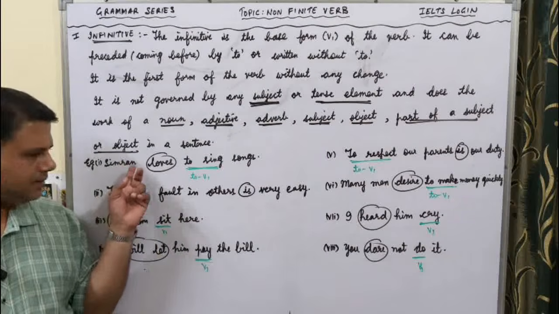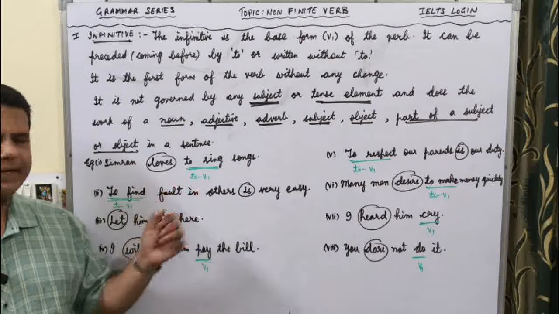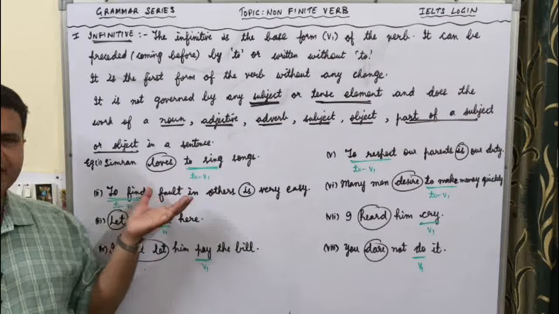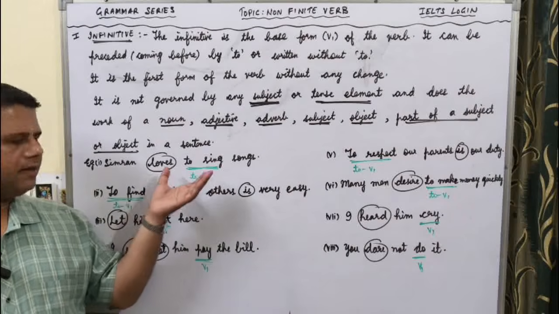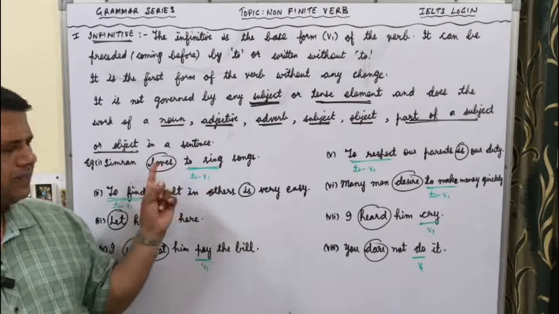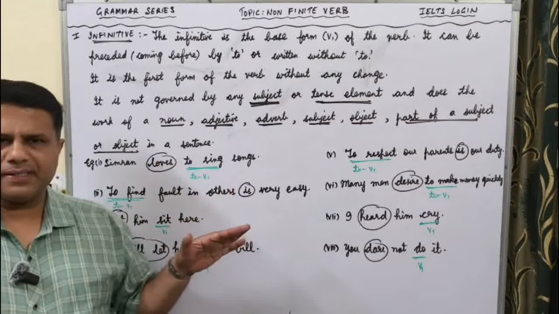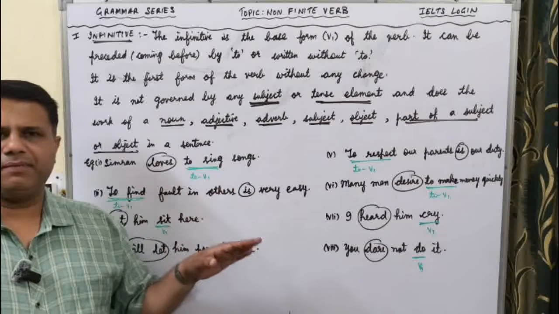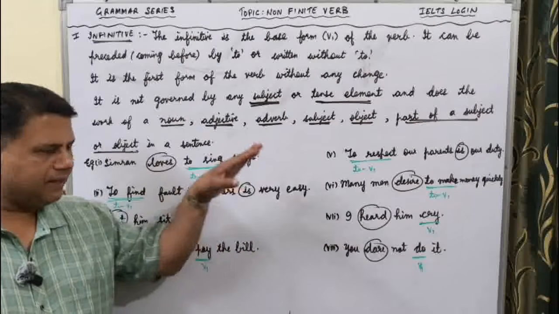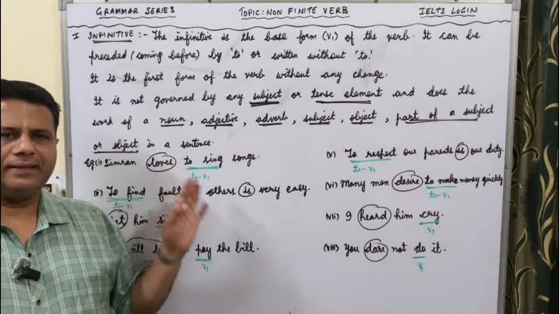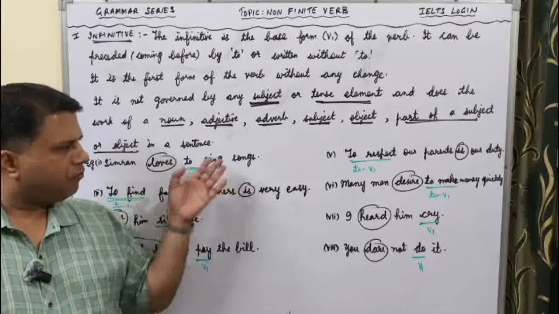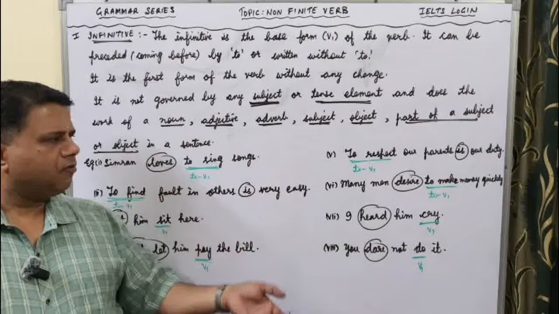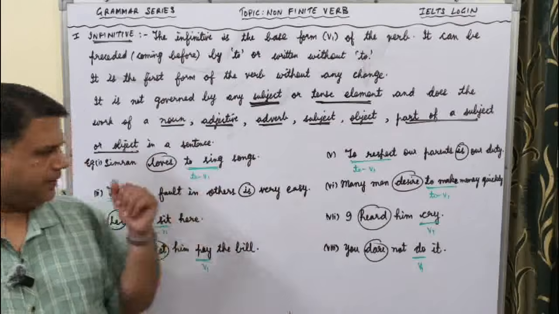Children, if you look at the examples carefully, I have written 8 examples. In 4 examples base form of the verb is used with to, and in 4 examples the base form of the verb is used without to. But in all the 8 examples they are acting as infinitive. 4 examples are of to infinitive, 4 examples are of bare infinitive.